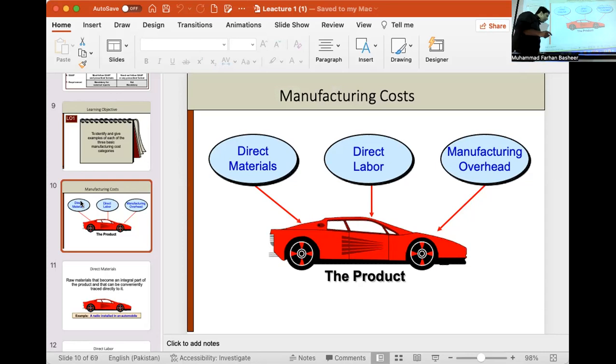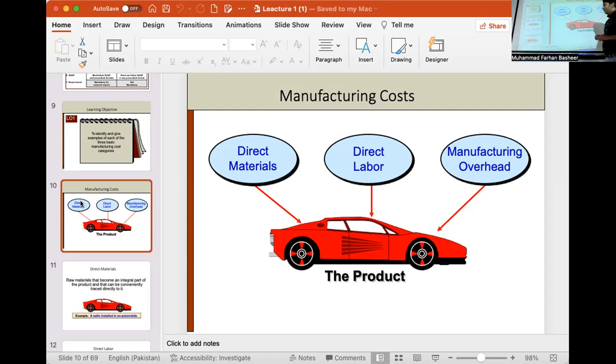I will repeatedly use a term, and I request you to memorize it: traceable in per unit. I will repeatedly use that term, so I have written it here. So you must keep it in mind while discussing this. Manufacturing cost is basically comprised of three costs: direct material, direct labor, and manufacturing overhead.